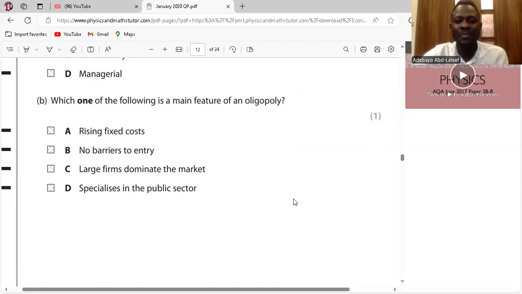Which one of the following is the main feature of an oligopoly? Oligopoly is a market structure where few large firms dominate the market. So large firms dominating the market. So the answer is C. Clear.